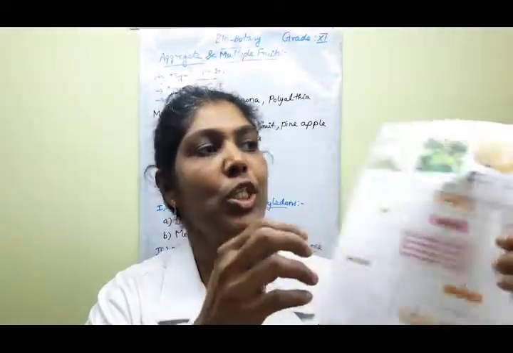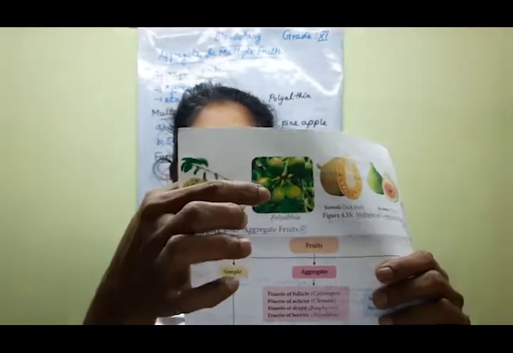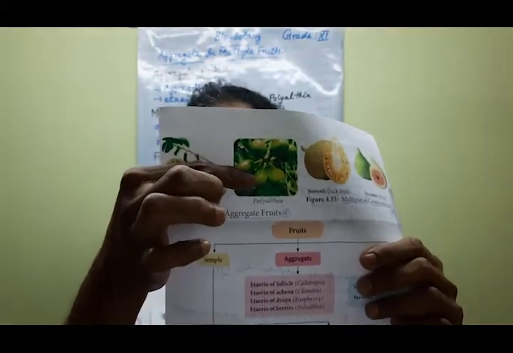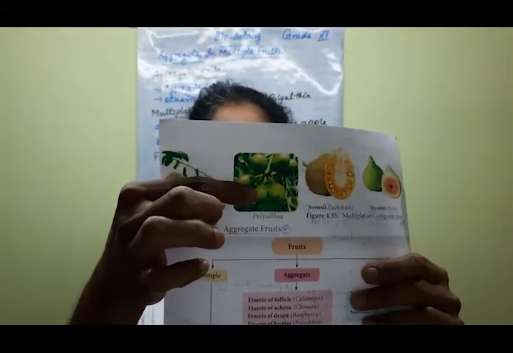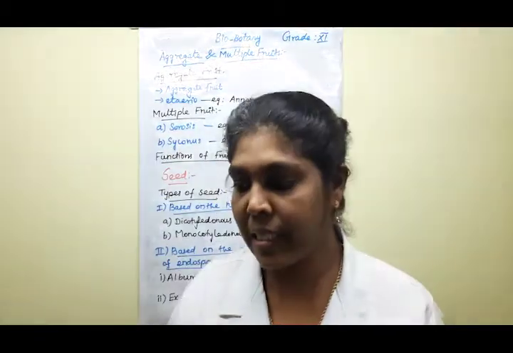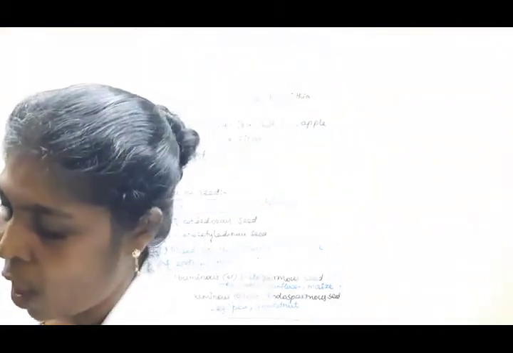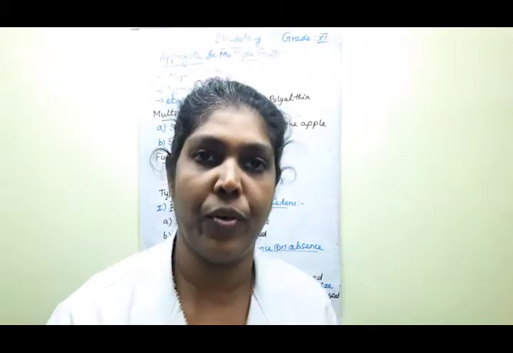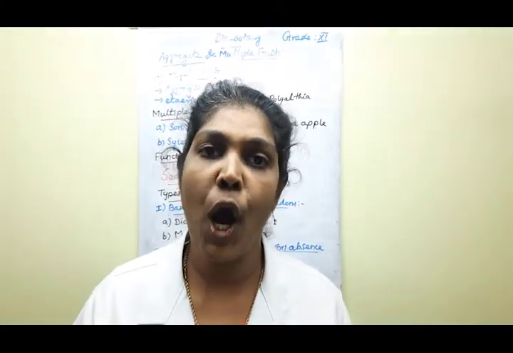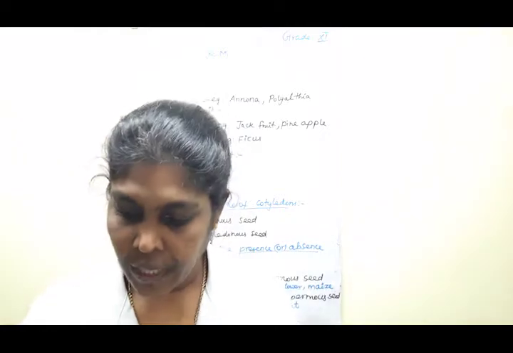These are the pictures for this Annona, and the next one is Polyalthia. Clear, children? Say yes or no. Yes. The next type is the multiple or composite fruit. Okay? Multiple or composite fruit.